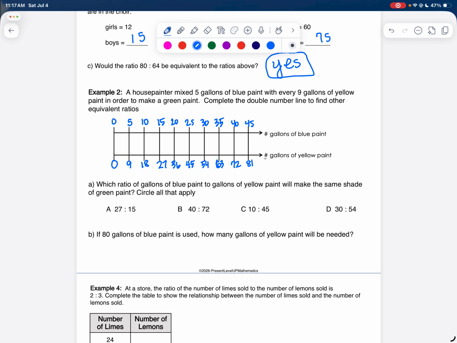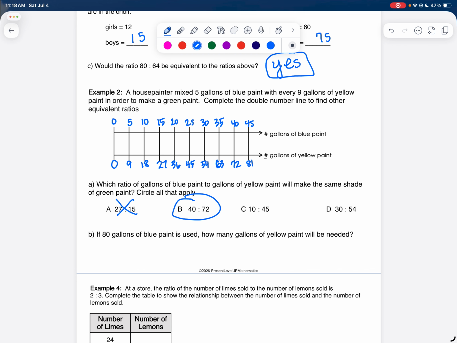Question A says, which ratio of gallons of blue paint to yellow paint will make the same shade of green paint? The first ratio is 27 to 15. Well, 27 is not a multiple of 5, so I'm going to get rid of that. Okay. How about 40 to 72? Yep, that was in our chart.